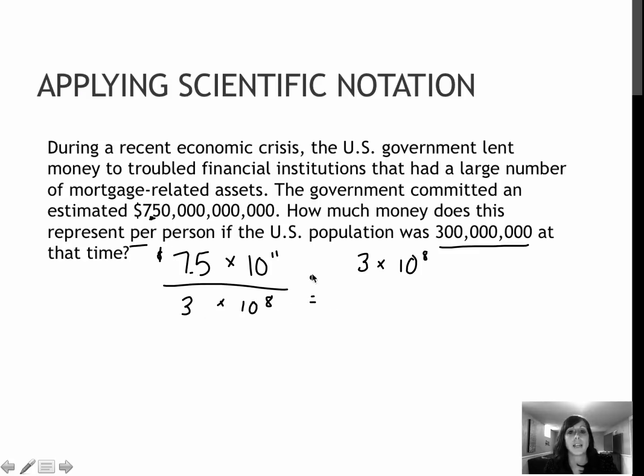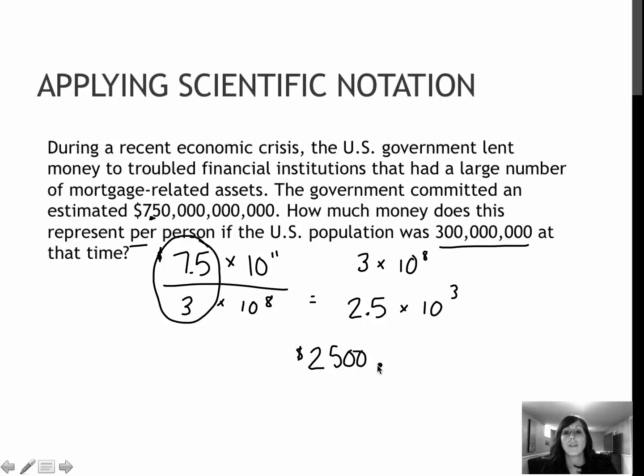So when I divide with scientific notation, I'm going to divide these two values. So 7.5 divided by 3 is 2.5. And then 11 minus 8 is 3. So 2.5 times 10 to the third is my solution. This is representing money per person at that time. Again, if they wanted that value not in scientific notation, I would simply move the decimal 1, 2, 3 places. So it would be $2,500 per person.